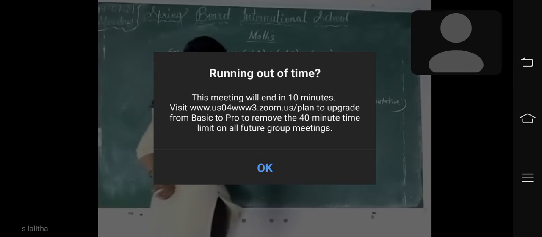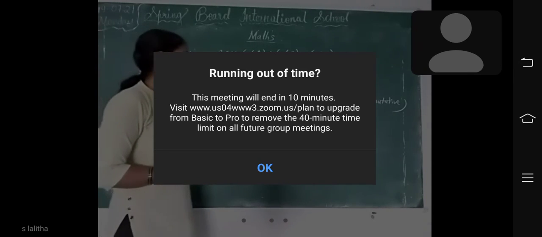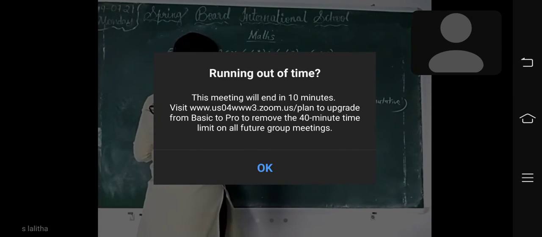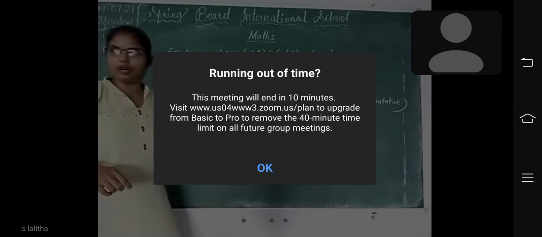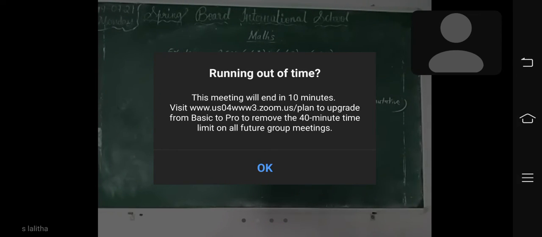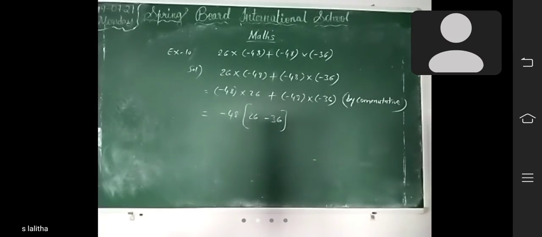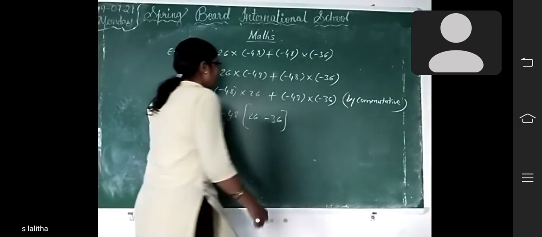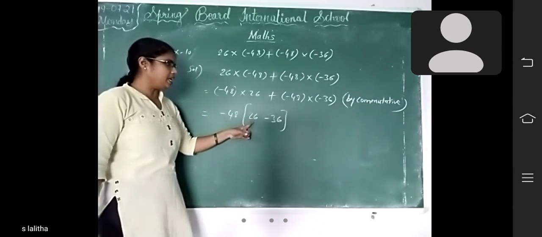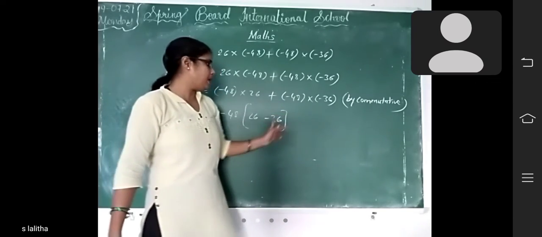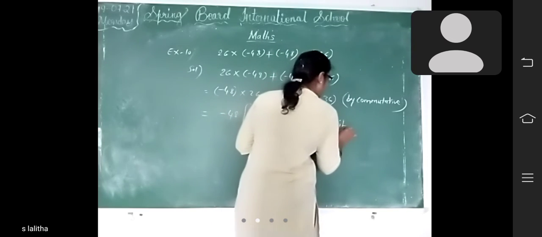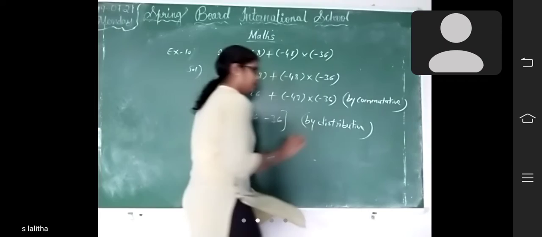Minus 36. Okay, here it is plus, not into. Both are having minus 48 as common. So that's why I am taking minus 48 as common. What is the number remaining here? 26. Here what is the number remaining? Minus 36. So by which property is it? By distributive law.